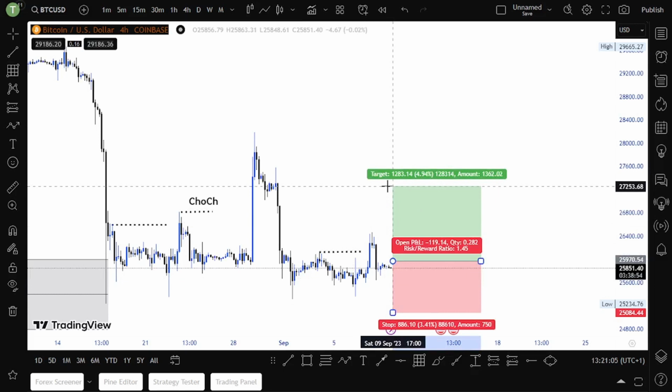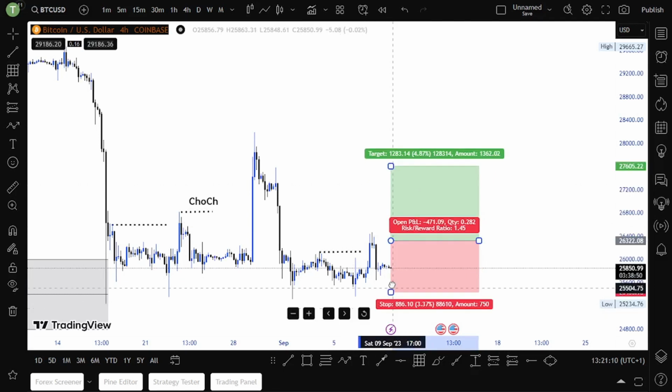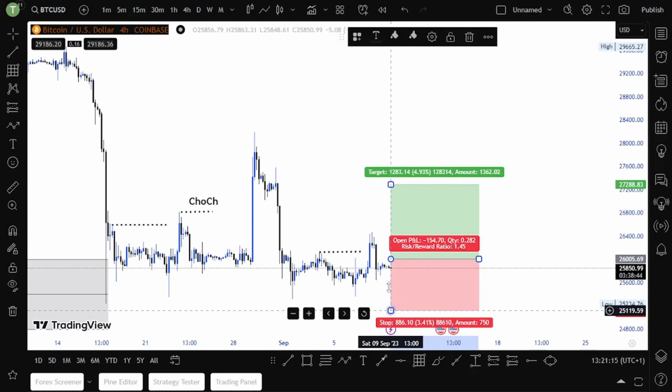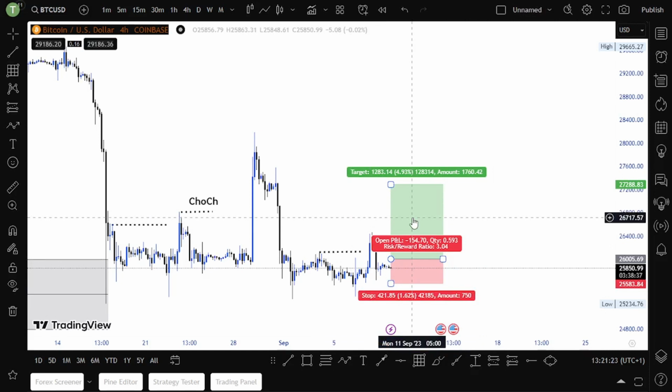I would end up buying, targeting this zone here. If you break up, I will end up buying, targeting this. A 1 to 3 risk reward ratio is also good, as you can see, because we already have a change of character.